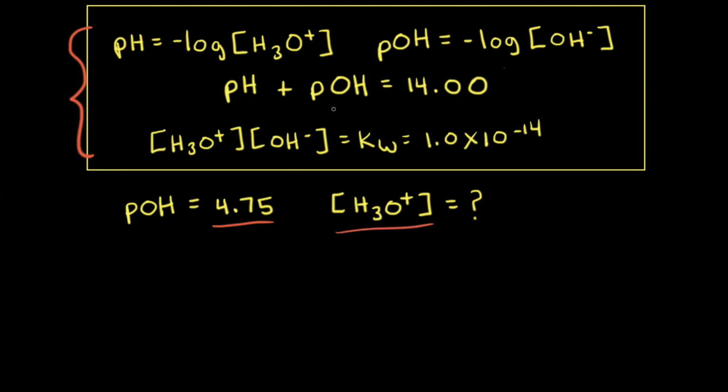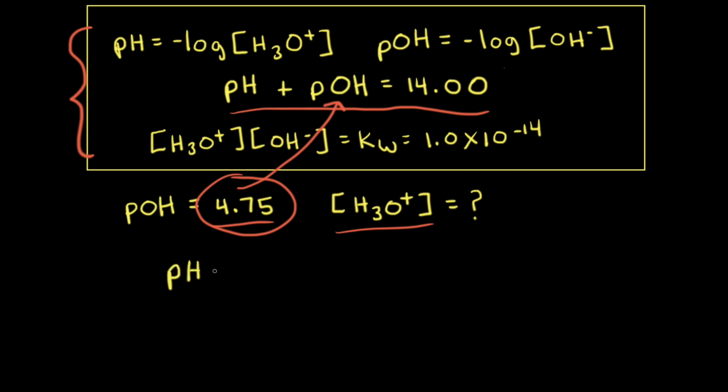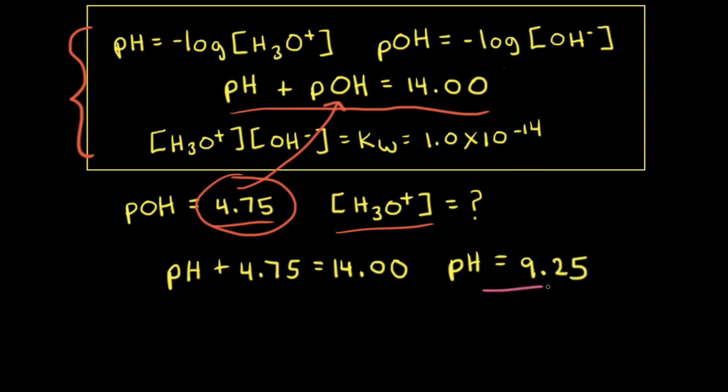One way to start this problem is to use this equation, pH plus pOH is equal to 14.00. And we have the pOH equal to 4.75, so we can plug that into our equation. That gives us pH plus 4.75 is equal to 14.00. And solving for the pH, we get that the pH is equal to 9.25.